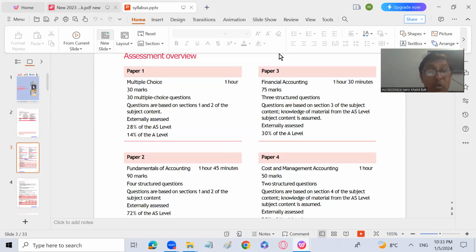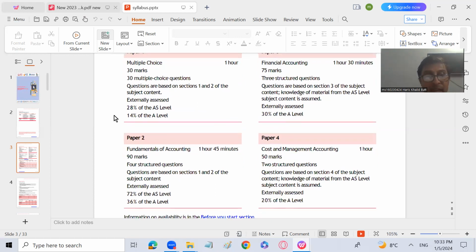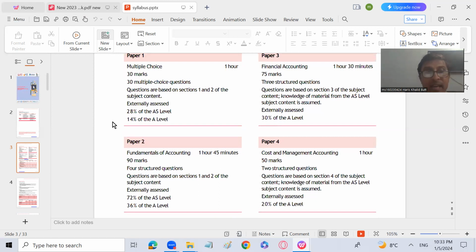So what is going to be the complexity of the paper? It covers 30% of the A level, and 70% of the A level will come from paper 4. Paper 1 will cover 14% overall, 28% of the AS, and paper 2 covers 72% of the AS and 36% of the total A level program. These percentages don't matter that much. Just to give you an idea of the importance of the paper, you may say.